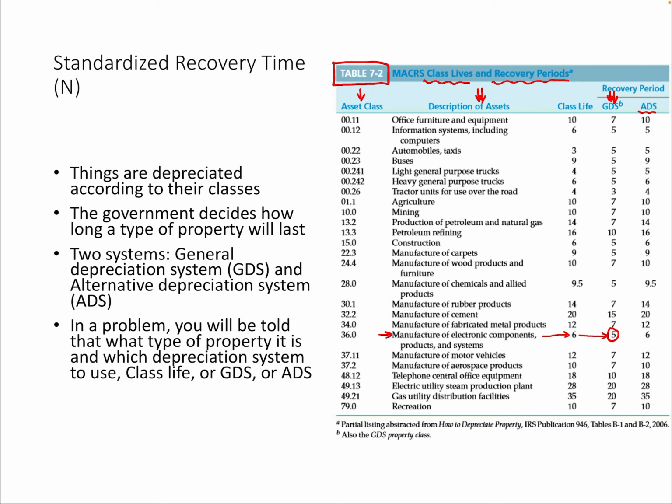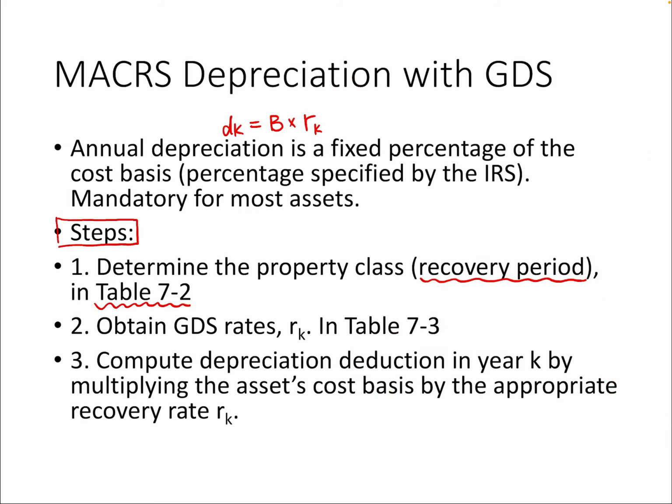Okay, and you will see here is another system called ADS, and under ADS you have a number of years of 6, but you don't have to worry about this number because we're not going to use that in the later problem solving. So you want to check the class of your property first, and then find out the number of years, the recovery period, under the GDS column. And let's get back to these steps. So that's the first step.